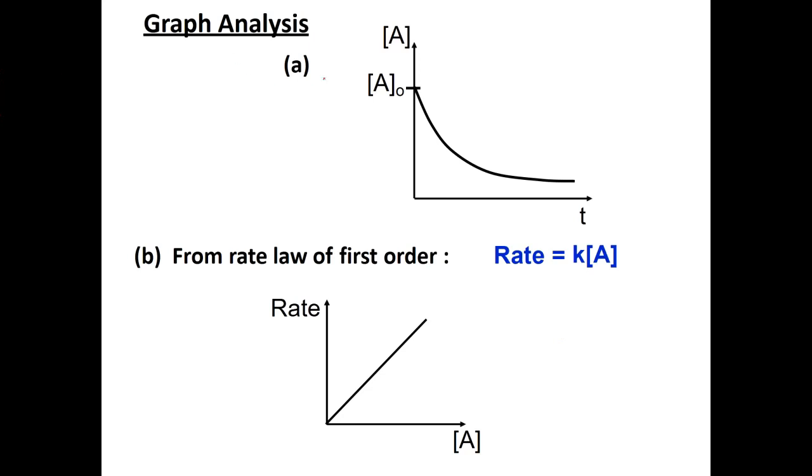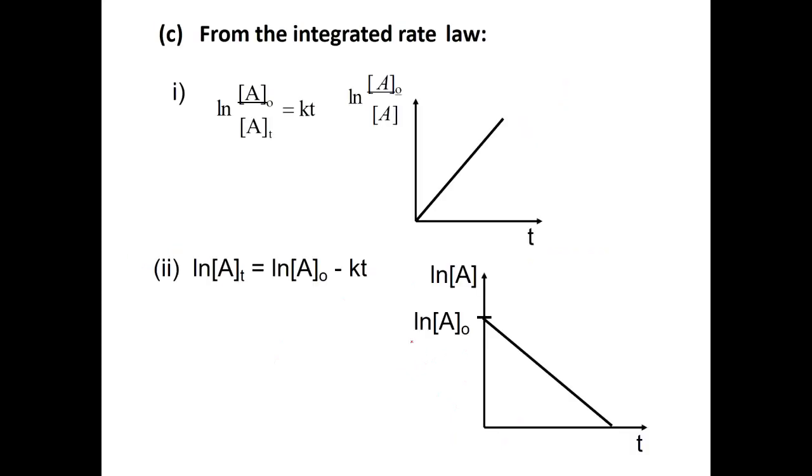For first order, when you plot the concentration versus time, you will get a graph like this. For the rate law of first order, you also can plot the rate versus concentration A, and you will get this one. By using the integrated rate law for first order, when we plot ln of the initial concentration of A over the concentration A at a particular time, it is equal to kt.